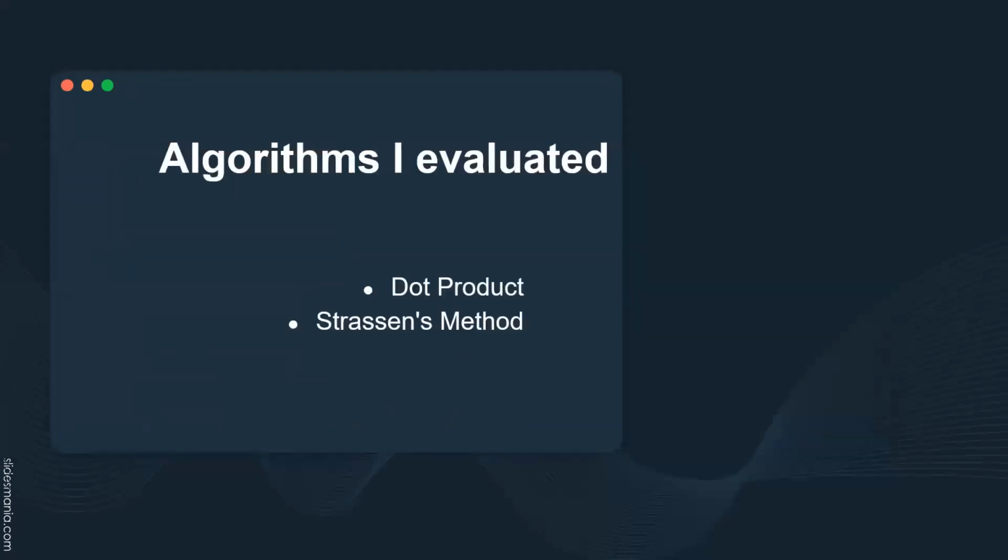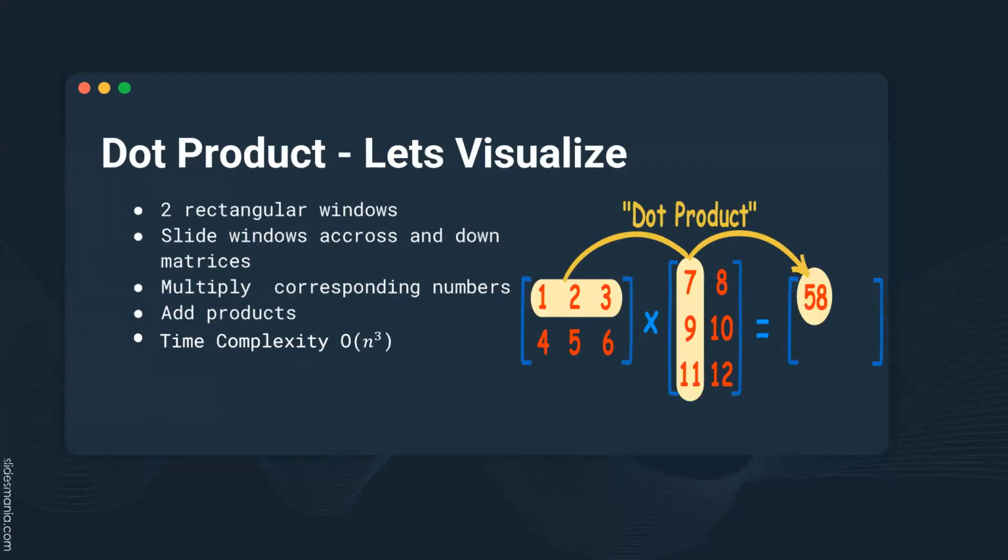The two algorithms we evaluated in this research are the dot product algorithm and Strassen's method. The dot product algorithm has a lot of names. It's also known as the naive algorithm or the traditional matrix multiplication algorithm, so I'll use all of them interchangeably in this presentation. The dot product algorithm is what most of us see in our lifetime.